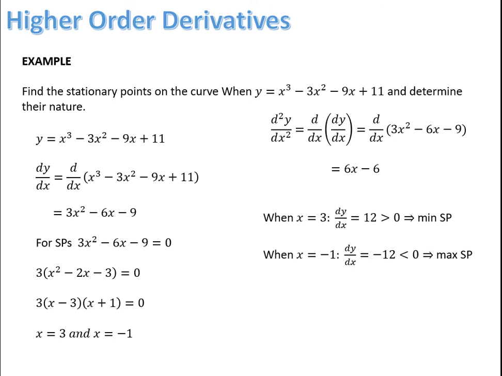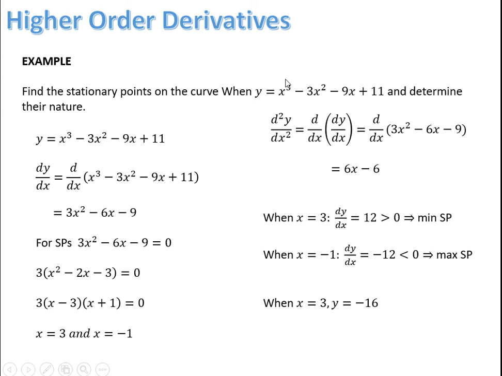The mistake I think most commonly made at this point is to just leave it, but we've not found the coordinates. So what we need to do is go on and find what y equals when x equals 3 and minus 1. Obviously substituting back into the first equation.